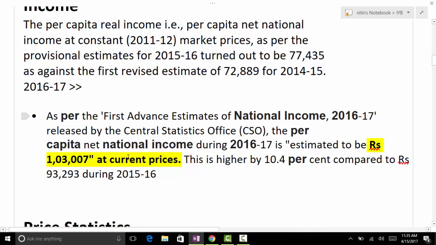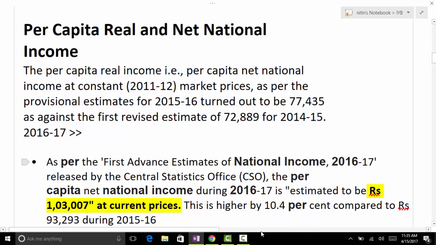So it has crossed. Around 4 or 5 months ago, this data came in for 16-17 as per the first advance estimate of 16-17 released by CSO. Base year of CPI is 2010. So it is more than one lakh. You can have some idea. It has crossed 1 lakh rupees per annum at current market prices.